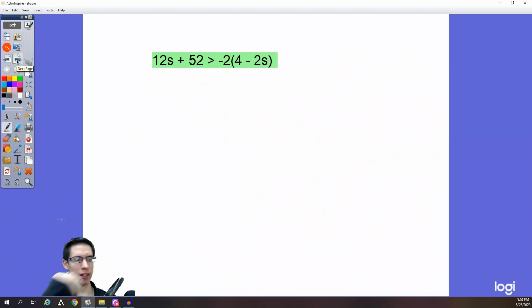Yeah, one more. I've got time. And I think this will be very good. We've got 12s plus 52. Don't really have anything that I have to do on the left, but I do have a distributive property situation to take care of on the right. So negative 2 times 4 gives me negative 8. Negative 2 times negative 2 gives me positive 4s. Okay, very good.